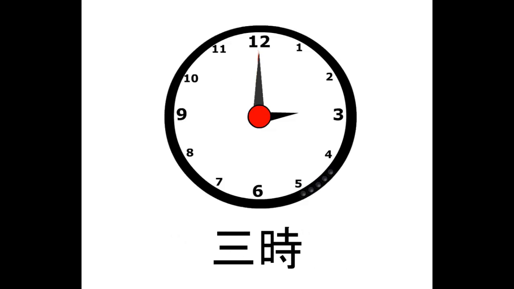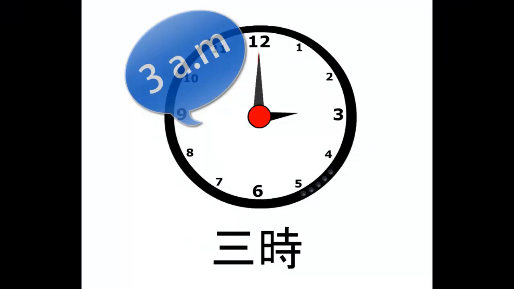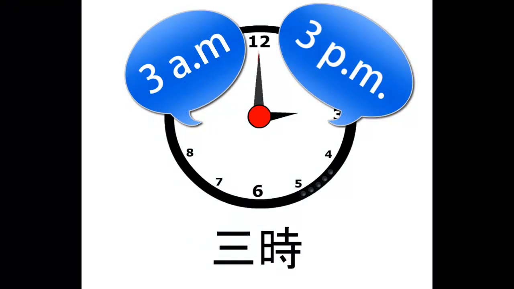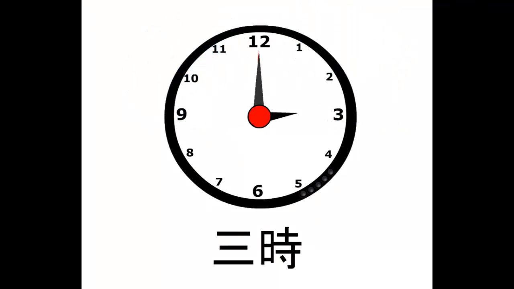And that brings us to 3 o'clock. Sanji. Now the last thing that I want to introduce you to in this tutorial is AM and PM. Now in English, we would say 3 AM, 3 PM. We would put the AM or the PM after the time. In Japanese, it's the reverse.